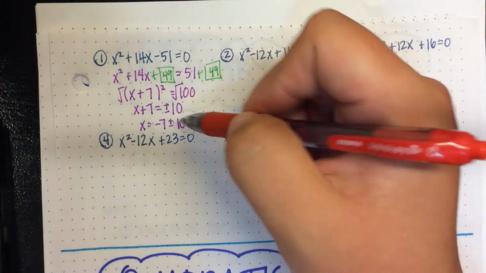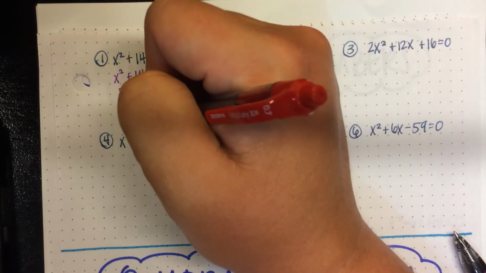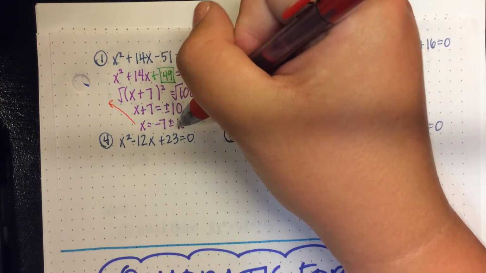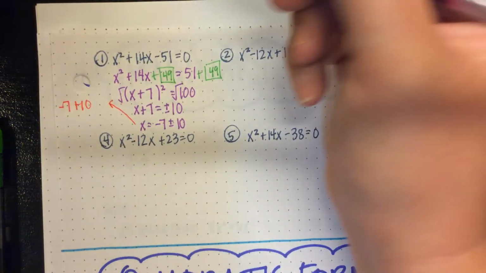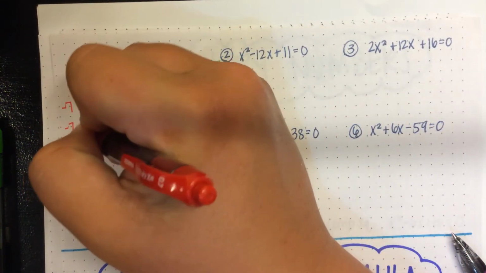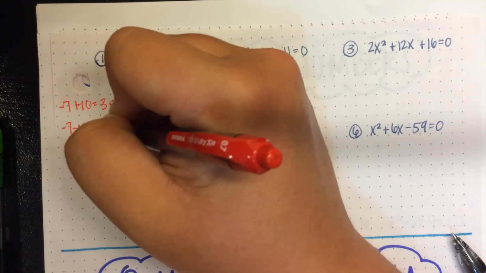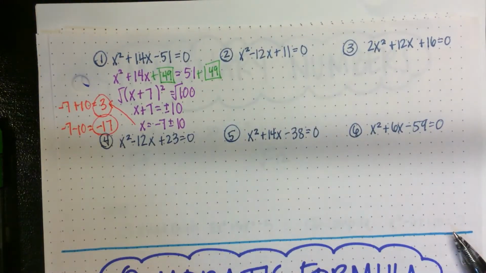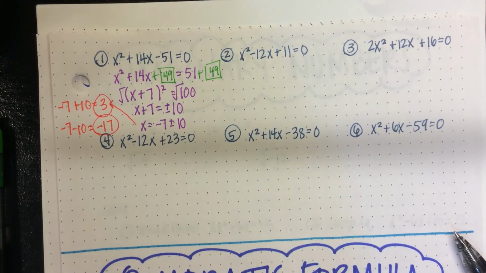But here, I got rid of all the radicals. So if I get rid of the radicals, I'm going to figure out what my answers are. So I'm going to come up here. So I have negative 7 plus or minus 10, which means I have negative 7 plus 10. And I have negative 7 minus 10. So negative 7 plus 10 is 3. Negative 7 minus 10 is negative 17. So those are my two answers for this quadratic. Okay, you're never going to have more than two. It's either going to be no solution, one solution, or two solutions.